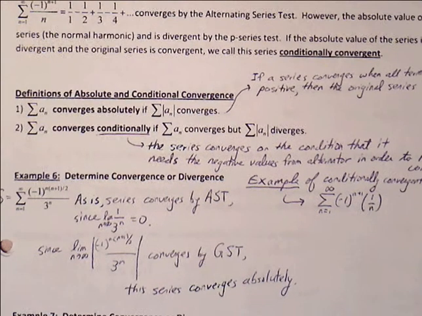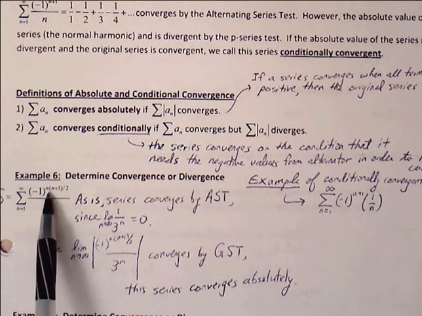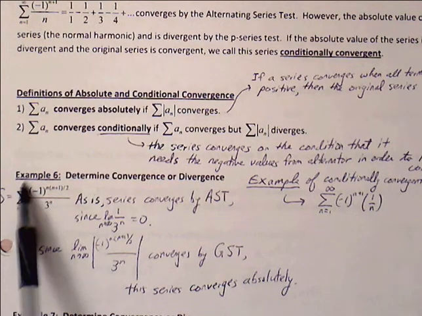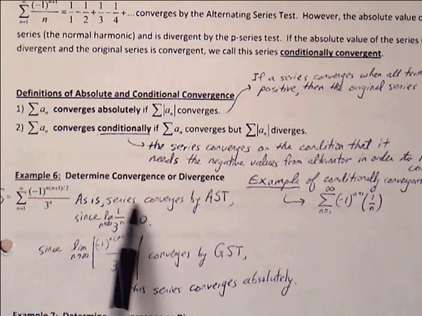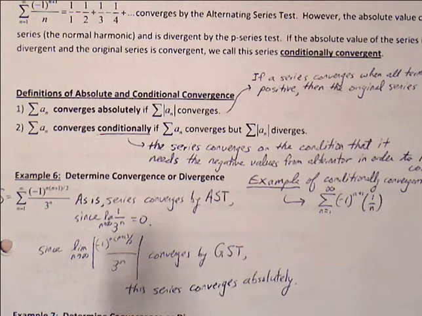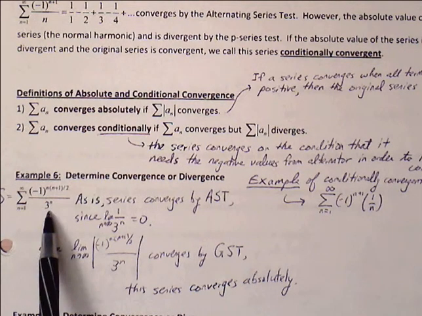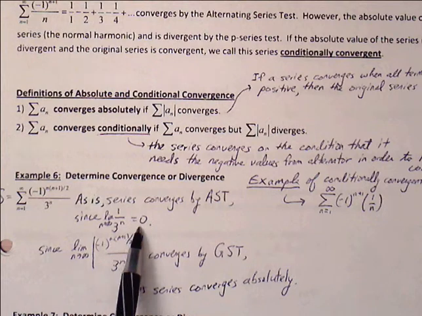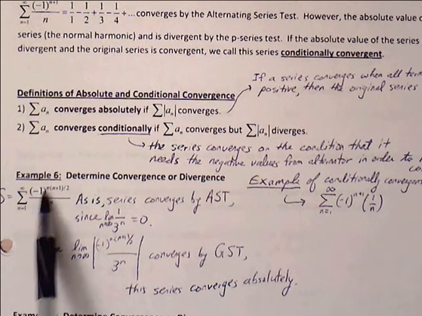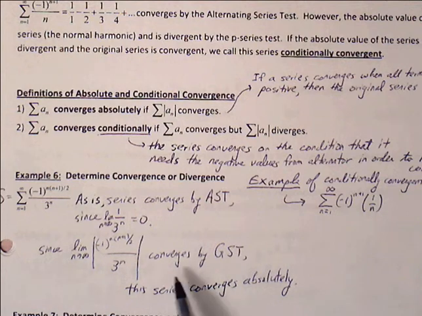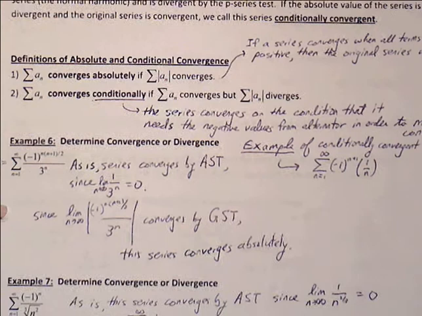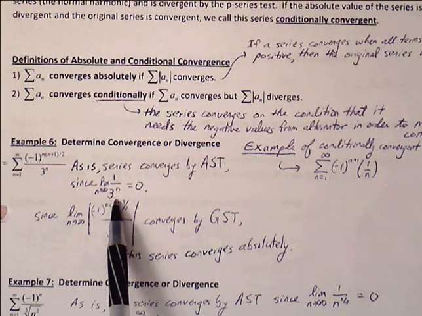So let's look at example 6 here. Negative 1 to the n times n plus 1 over 2 over 3 to the n. There's an alternator, negative 1 to the n. But as is, the series will converge by the alternating series test, because this a sub n, this 1 over 3 to the n, is going to 0. So regardless of whether this alternator is here or not, the 1 over 3 to the n will converge to 0. And if it converges, we can say that the series will converge absolutely. Okay, simply because this is a geometric series where the ratio is less than 1.